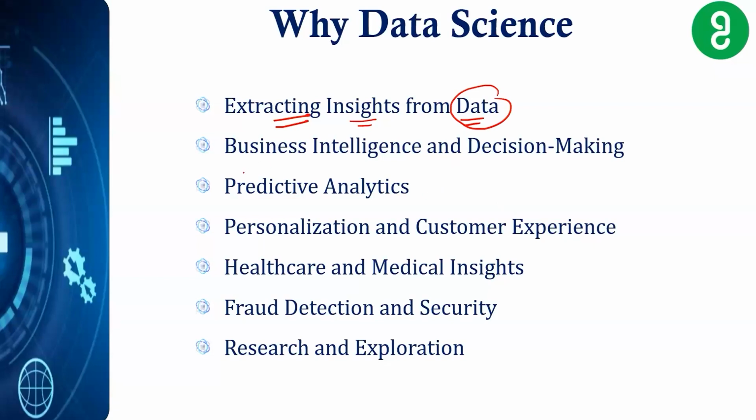And the second most important point is business intelligence and decision making. We have a huge amount of data. If you are able to interpret or identify something from that data, based on those findings I can take some decisions. That is called business intelligence. This decision making will help you to improve your business, business trends and all. So that is called business intelligence and decision making.